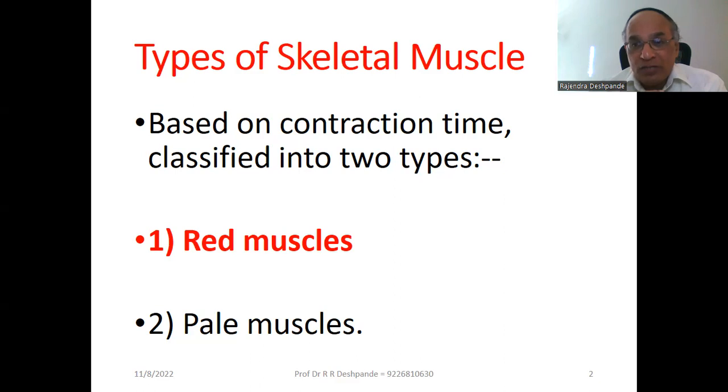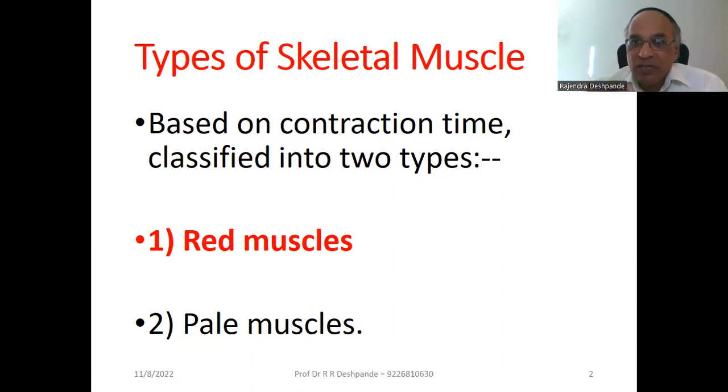But now we are going to discuss the subtypes of the skeletal muscle, and this depends on the contraction time. Again and again I am showing you the action: contraction, relaxation of the hand muscles, contraction, relaxation. So based on the contraction time, there are 2 types: red muscles and pale muscles, also called white muscles. Remember these terms, and it will be asked in the MCQ also.